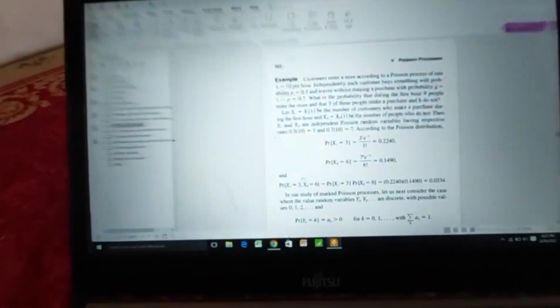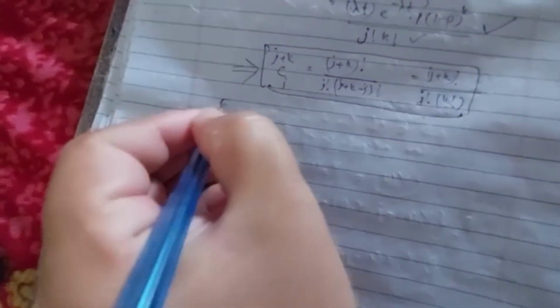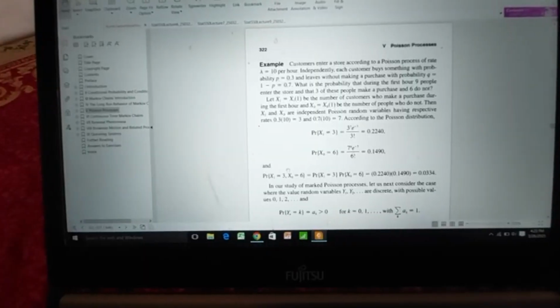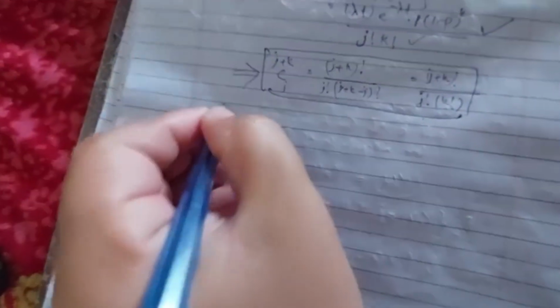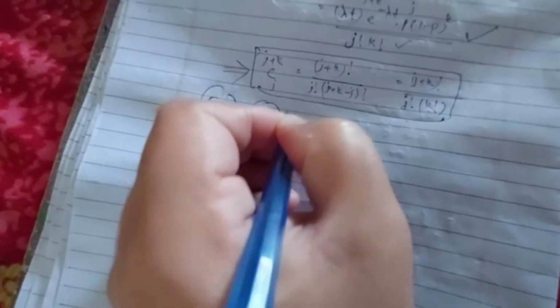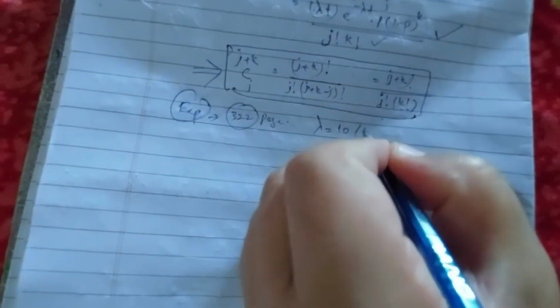So continuing to the example first. I will be doing this example first, which is on page 322. It says that customers enter a store according to a Poisson process of rate lambda equal to 10 per hour. So the lambda, or the rate, is 10 per hour. These are the customers entering a store.